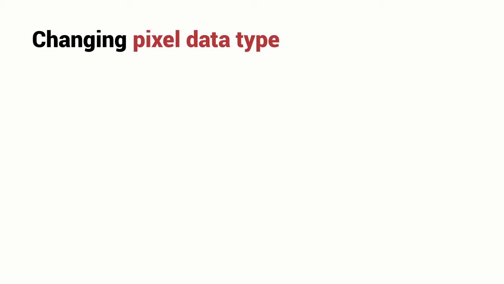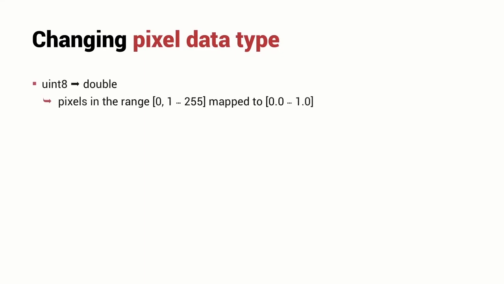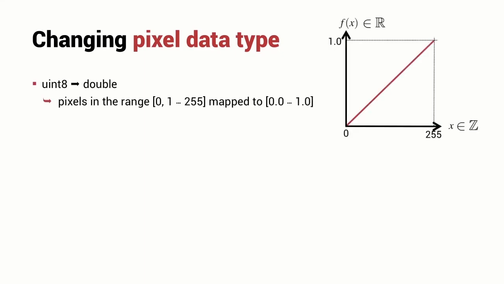Let's talk in detail about some of these monadic functions. First, changing the pixel type. Quite useful frequently to convert an unsigned integer image into a double image. So what we're going to do is take input pixels in the range 0 through 255, and these are integers, so they've got values 0, 1, 2, 3, and so on. And we're going to map them into the range of real numbers between 0 and 1. And we can represent that mapping by a graph which is shown there on the right.